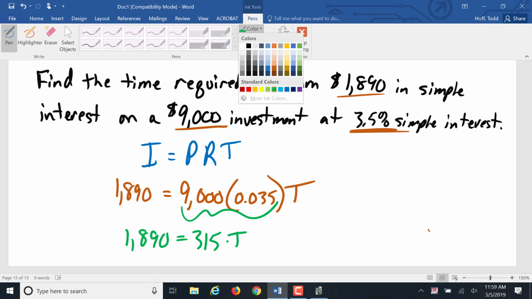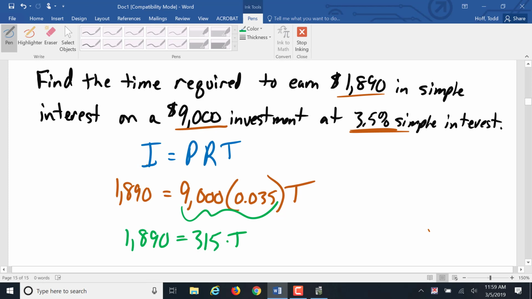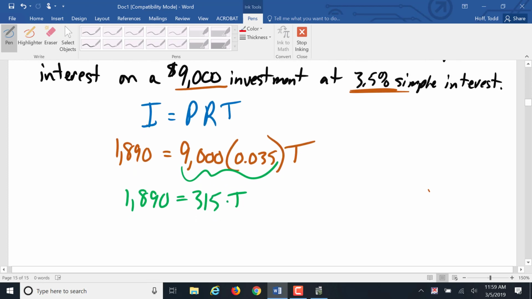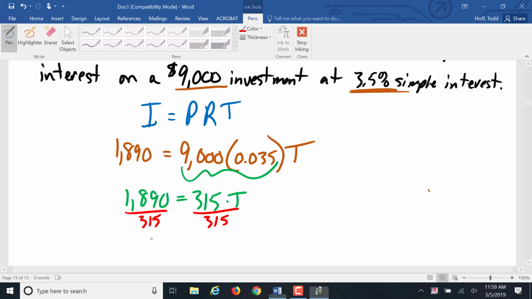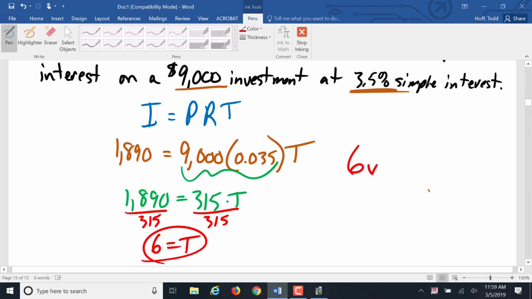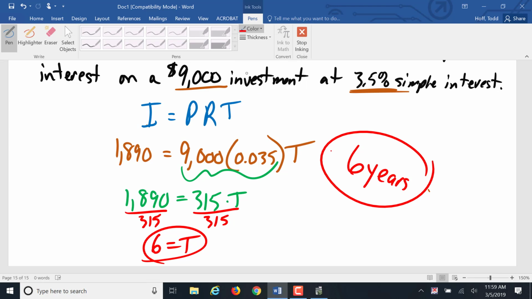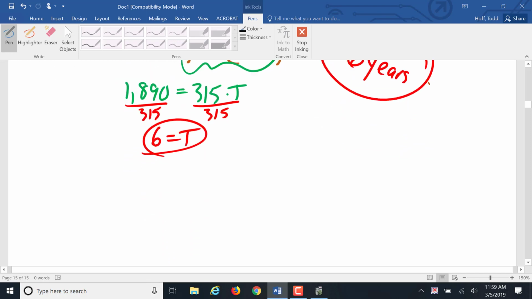So 1,890 equals 315 times T. And I will divide by 315 on both sides, giving us 6 equals T. Remember, T is always in years, so that is 6 years is the time required for that $9,000 investment to earn $1,890 in interest. One last example that I want to show you here.